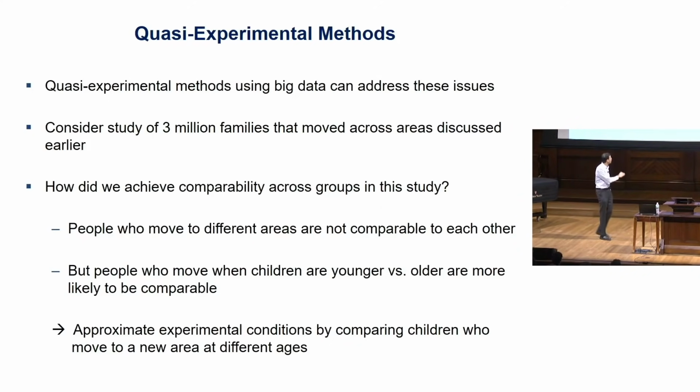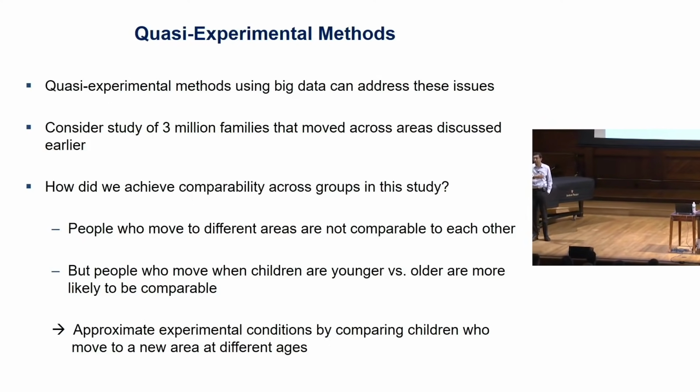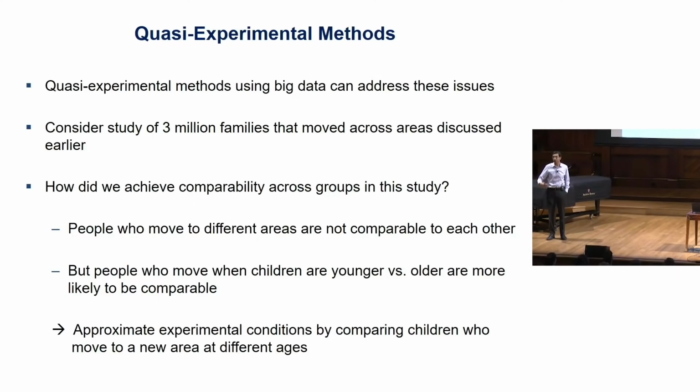who move when their children are younger versus older to the same place are more likely to be comparable to each other. So if you and I both moved from Harlem to the Bronx, but you moved there when you were 7 and I moved there when I was 9, maybe it's more plausible that our families are actually pretty similar to each other. We have similar characteristics. If we look at a big enough sample, we are comparing apples to apples.